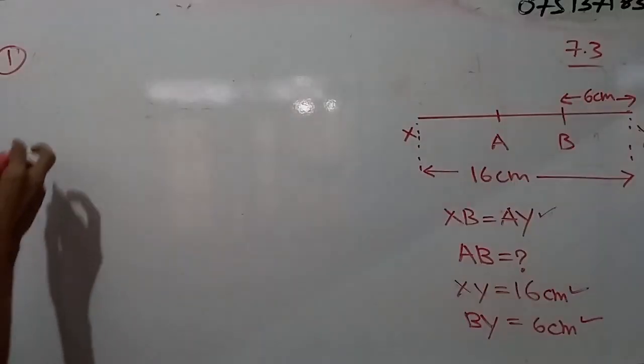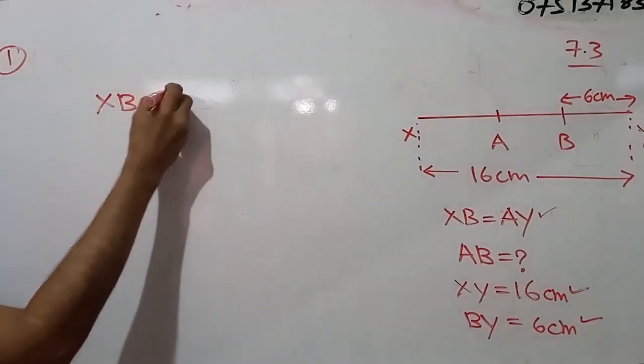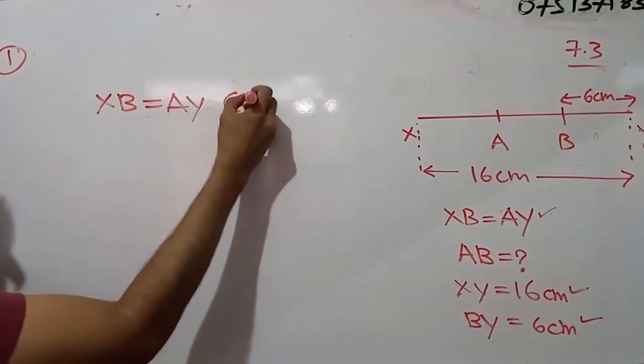So we know XB is equal to AY, no? What is the reason given?